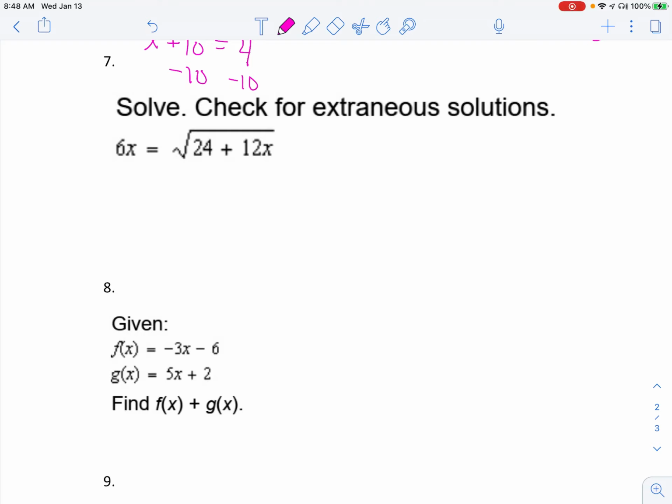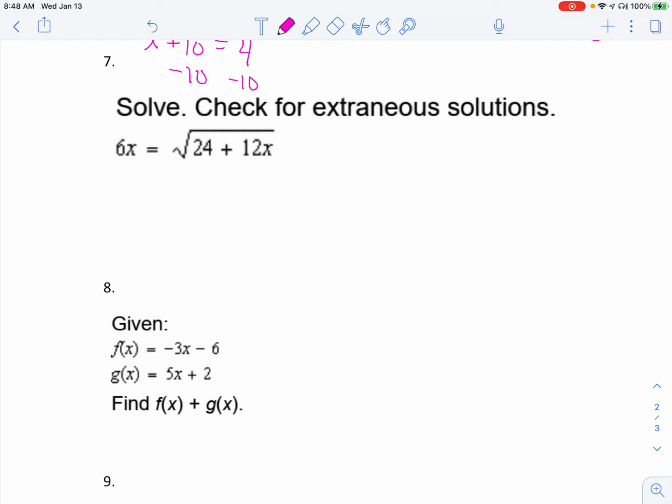It asked me to solve and check for extraneous roots. So I've got to get x by itself, which is actually maybe a little more difficult than you might think, but not overwhelming. It's just the fact that x is trapped inside that square root.